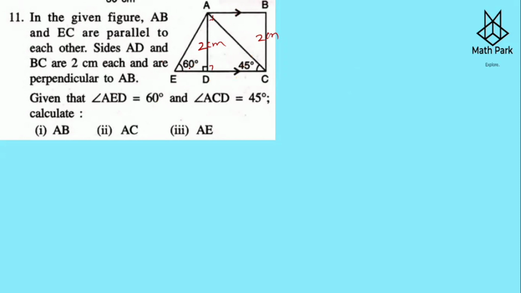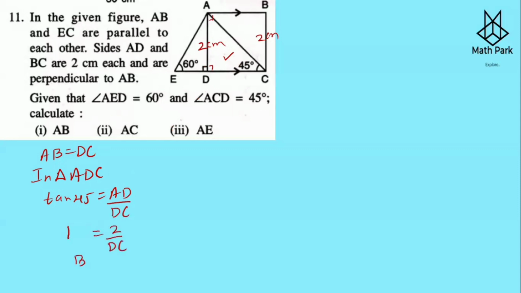Angle AED is 60 degree and angle ACD is 45. Calculate AB. Now AB is equal to DC, because it is a rectangle and opposite sides are equal. So for that we will consider this triangle. In triangle ADC, tan 45 is equal to opposite AD upon adjacent DC. Tan 45 is 1. AD is 2 upon DC. So you get DC is equal to 2 centimeter.